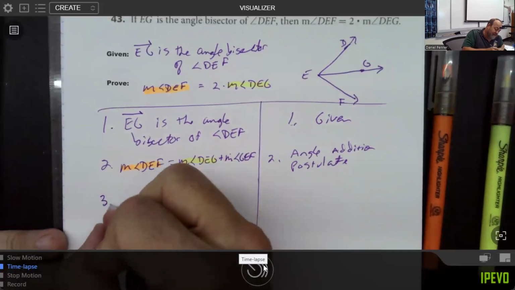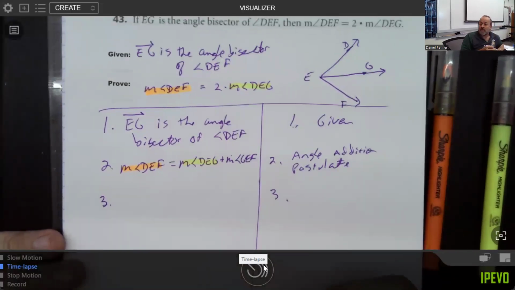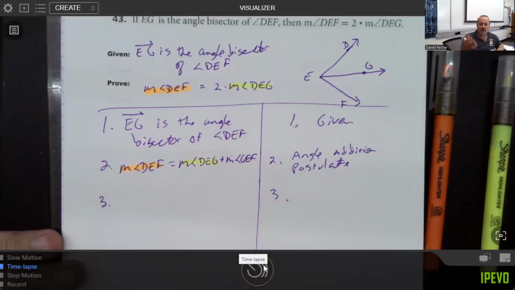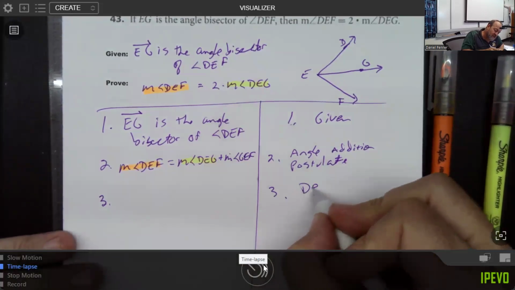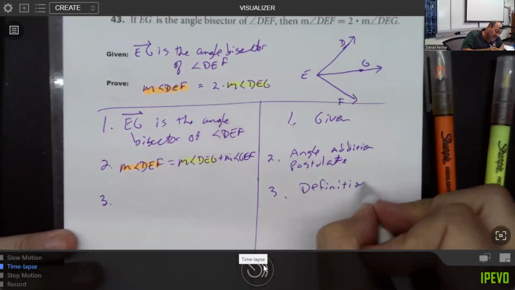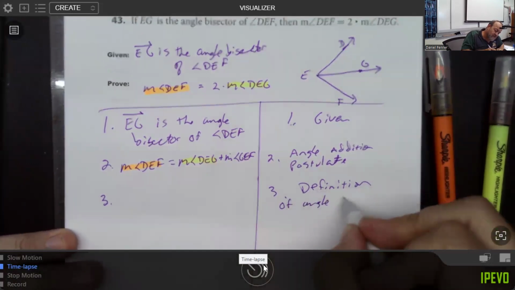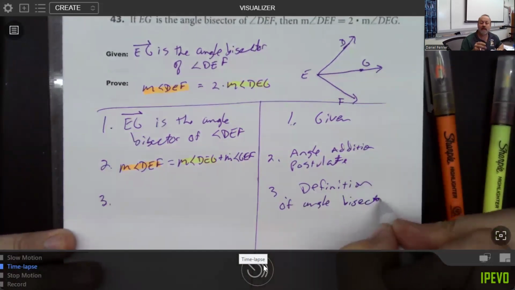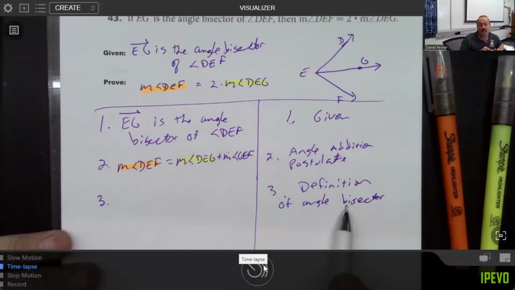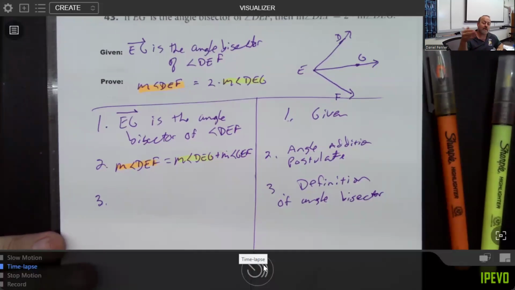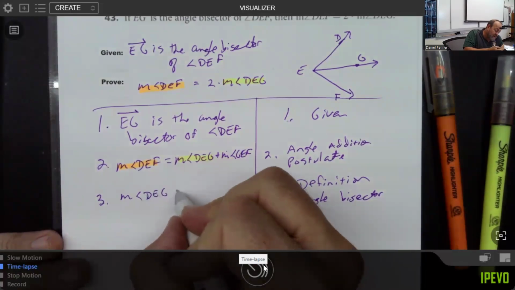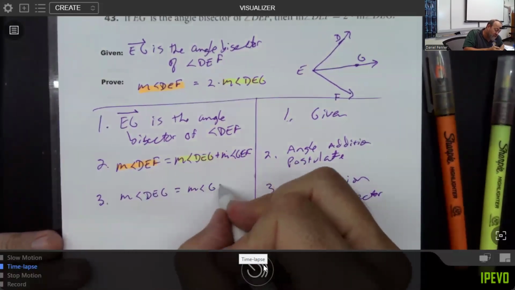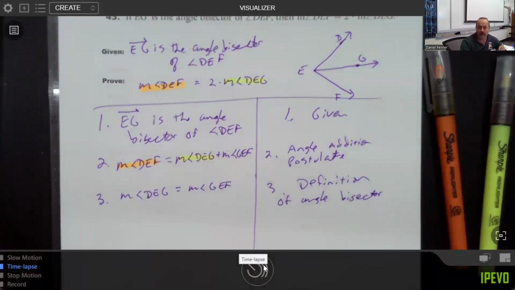So step number 3, again, if there's ever a weird phrase that's not common language that you use all day, every day, angle bisector is not one of those words. We're going to talk about what the definition of angle bisector is. Because what a bisector does is it splits things into two, that's what bisect means, cut. Angle bisectors cut perfectly into equal pieces. Well, that would mean that angle DEG is perfectly the same as the measure of angle GEF. Those two things are perfectly the same.